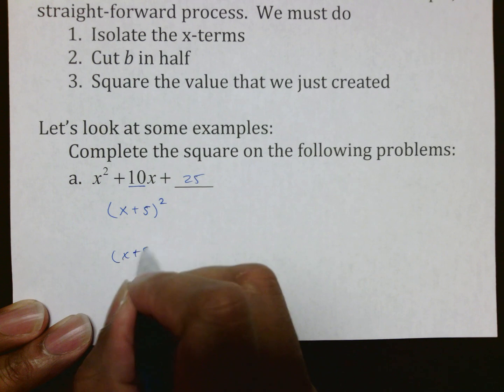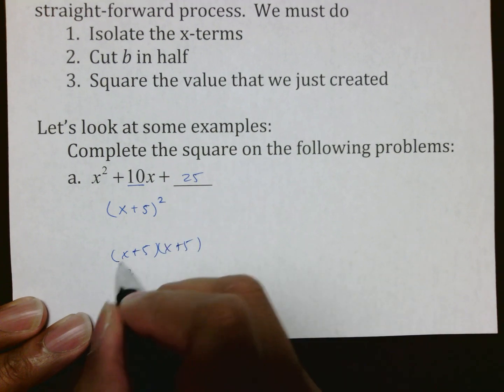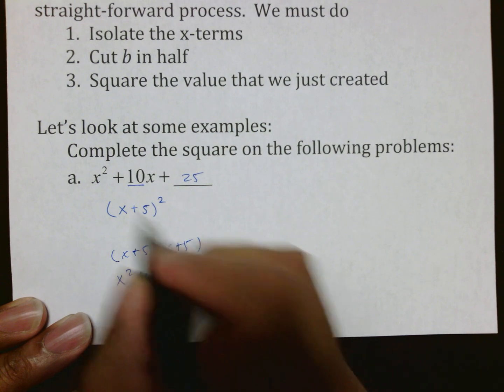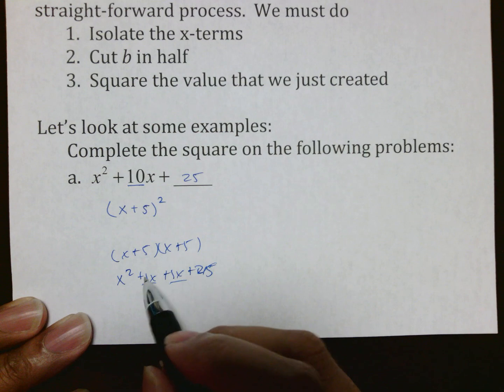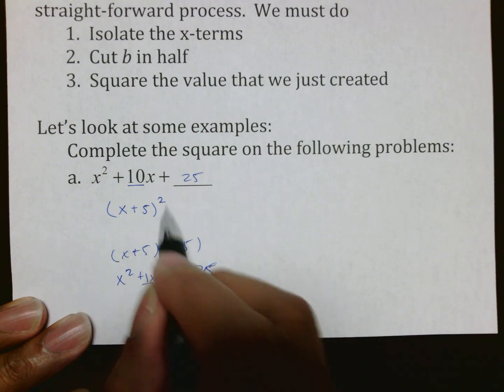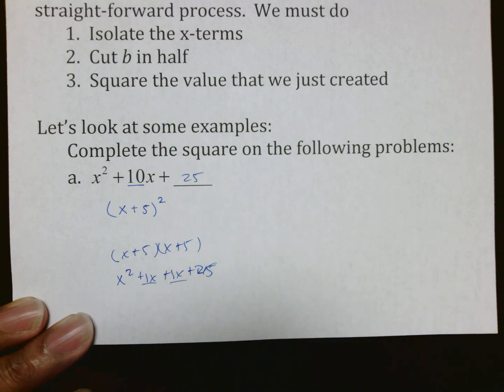And again, just to show you, if you were to take x plus 5 times x plus 5, you do end up with x squared plus 5x plus 5x plus 25. 5x and 5x make your 10x, your 25 is there. Sorry about the sloppy numbers. So again, this is what we're going to create, but that's the number that we're going to actually put into that blank.